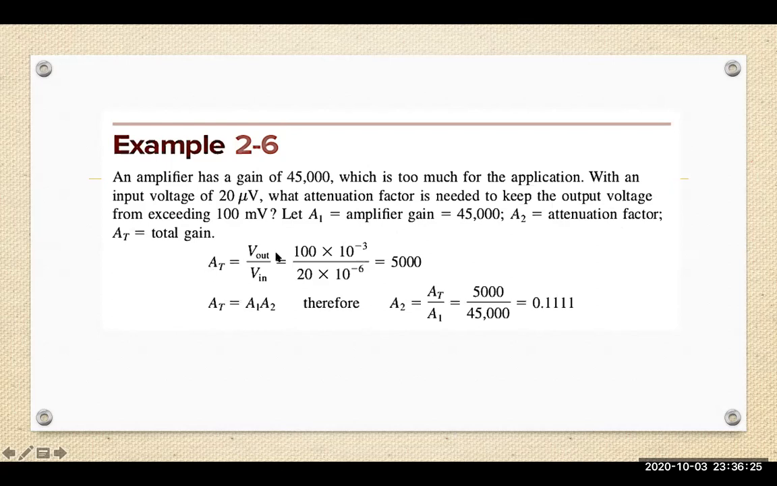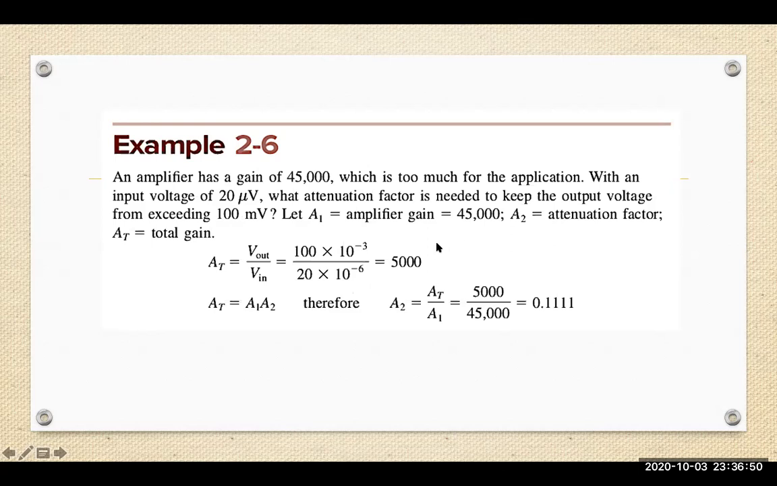Now, the total gain, remember, gain is equal to the ratio of the output over the input. We just have to solve this. So 100 millivolts is the output voltage divided by the input, which is 20 microvolts or 20 times 10 raised to minus 6. Now we have the total gain, 5,000.